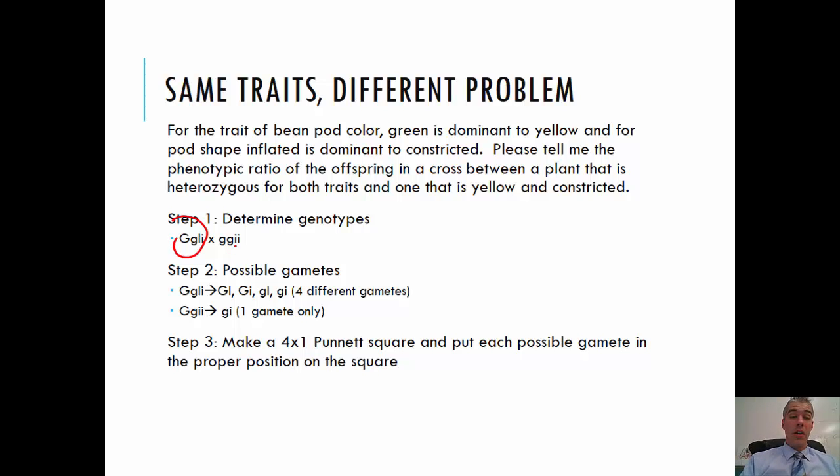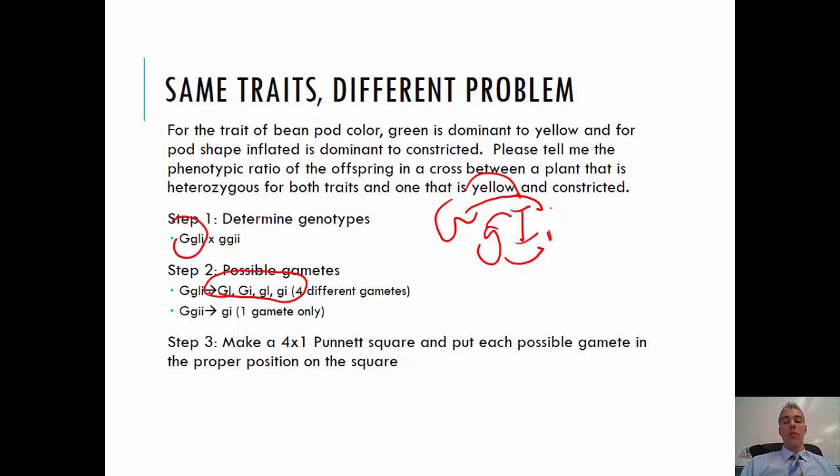So for the first one, we have 4 possible gametes we can get, right? We can have a big G and a big I, a big G and a little i, a little g and a big I, and a little g and a little i. So 4 possible gametes, which are represented here. For the little g, little i one, you can only get one gamete: little g, little i.